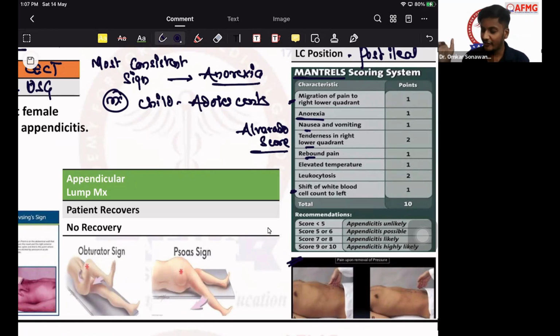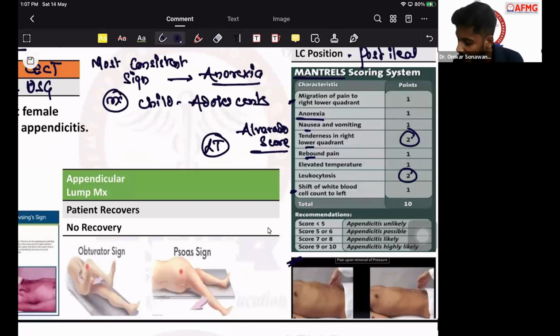So out of these, everything has a score of 1 except for L and T. That means leukocytosis and tenderness will have a score of 2. Therefore, the total would be 10. So the total Modified Alvarado score would be 10.